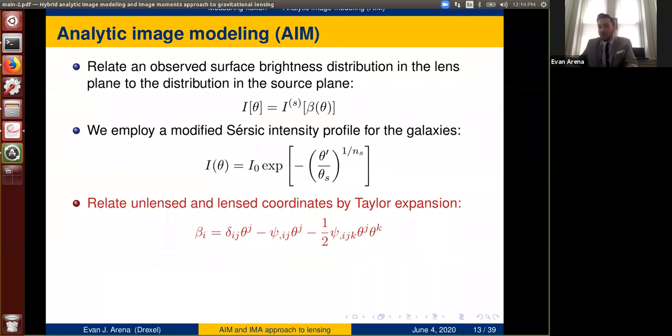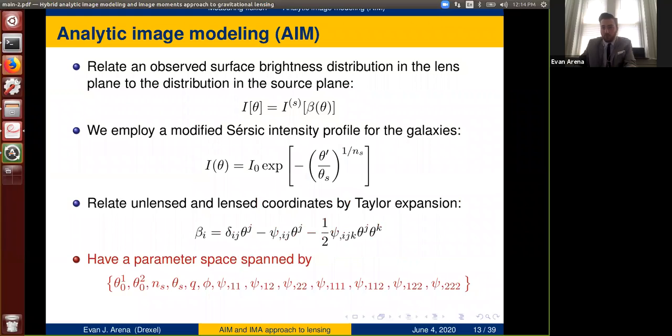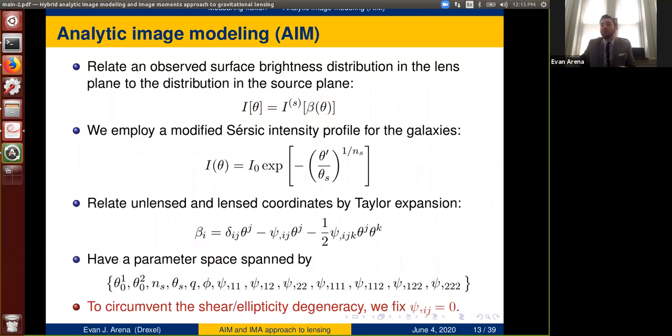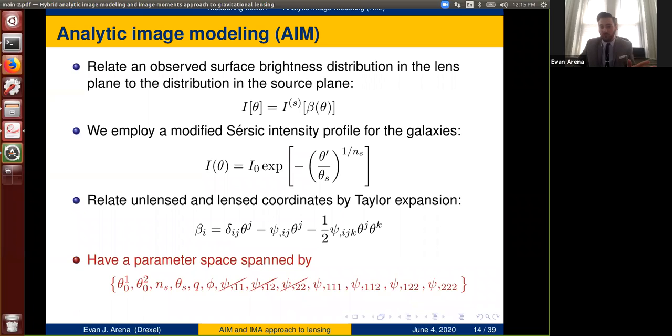We then relate the unlensed and lensed coordinates, beta and theta, by Taylor expansion. And all of the parameters here comprise a 13 parameter space. Now we have to remember, though, that we need to deal with the shear ellipticity degeneracy. And to do this, we set the shear-like terms equal to 0, allow the ellipticity parameters Q and phi to absorb the shear, and remove the shear from our parameter space.